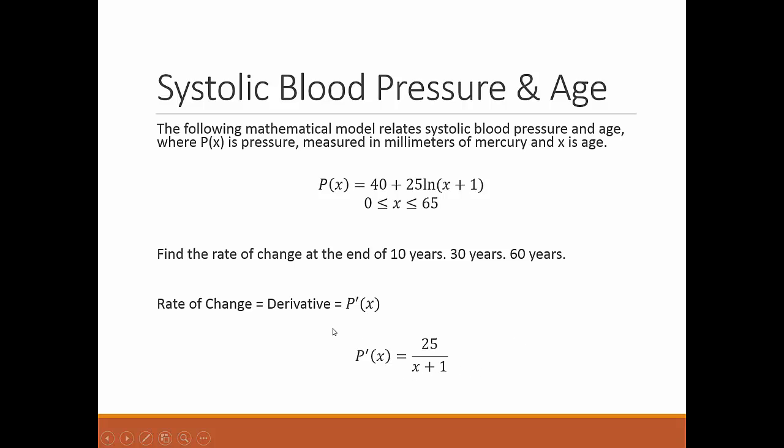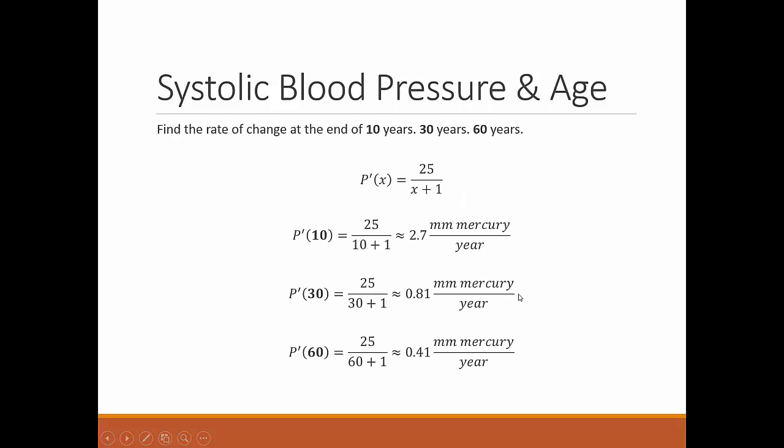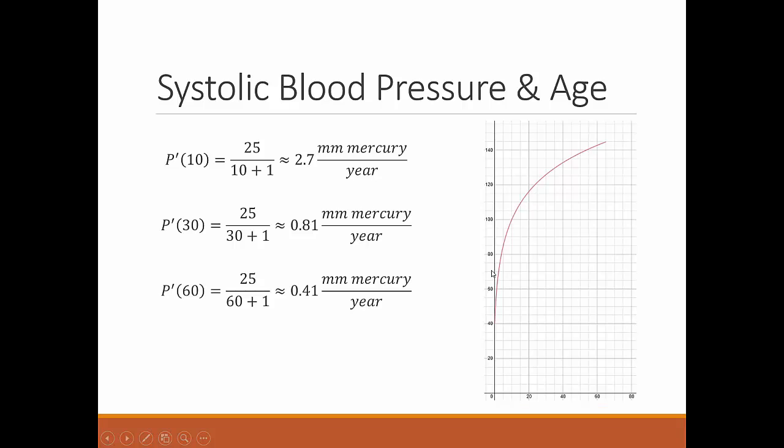So that's how I got the derivative, and now I'm going to plug in my 10, 30, and 60, and I get my 2.7 millimeters of mercury per year. Okay, my change in pressure over the change in the year. And of course I can even look at this on a graph to see, in this case, that certainly this is going up as age goes up, which would be expected.